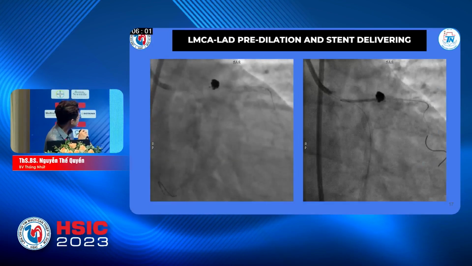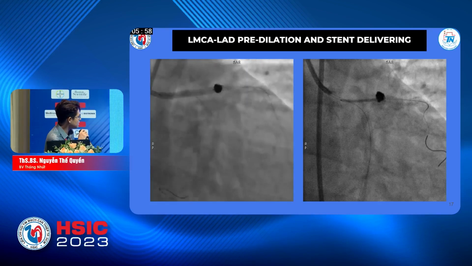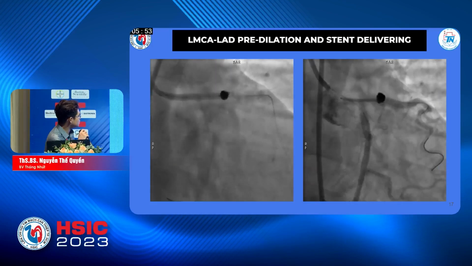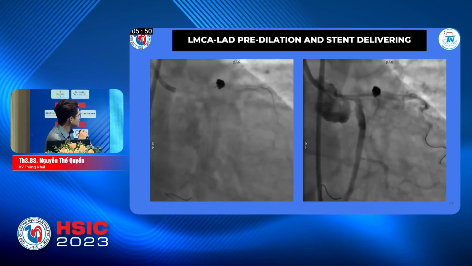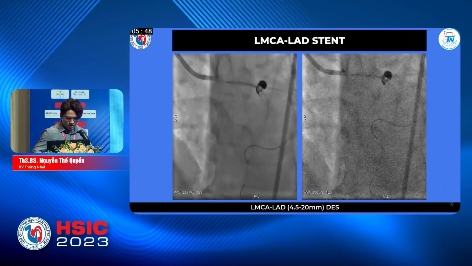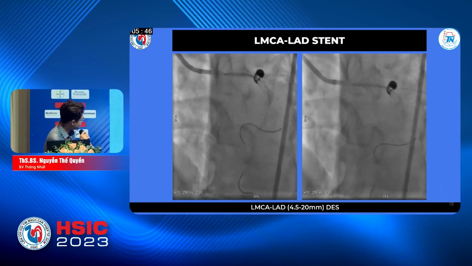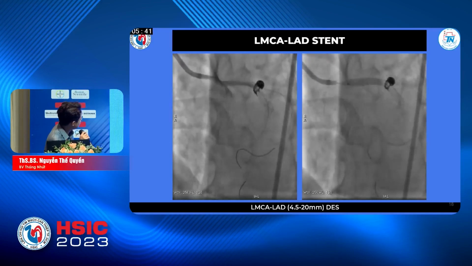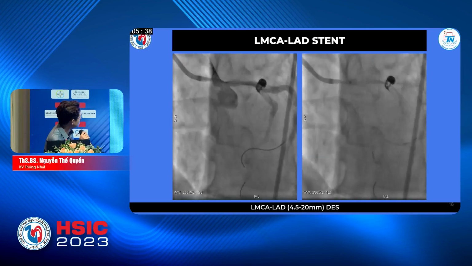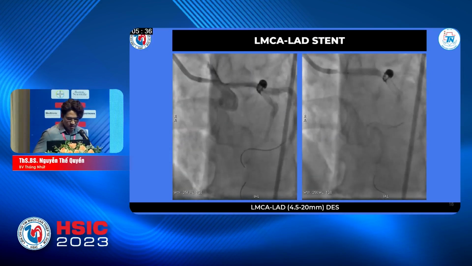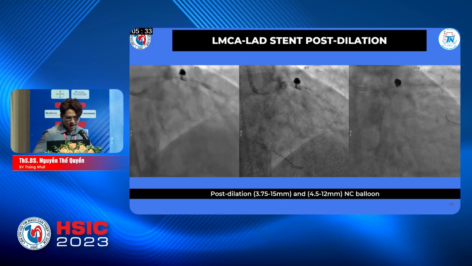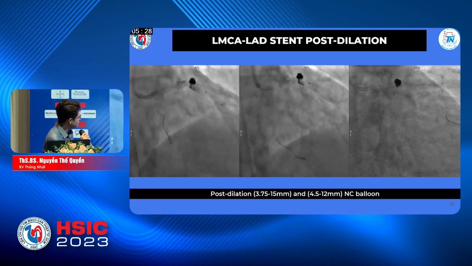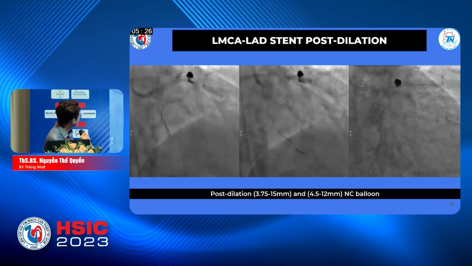Since we know that the ostium of the circumflex is intact, as we have shown on the IVUS, we decided to use a one stent technique on the left main LAD lesion. So we use a 4.5 DES to put a stent from the ostium of the left main to the proximal LAD. And then we post-dilated the stent with a 3.75 NC balloon on the LAD and a 4.5 NC balloon on the left main.